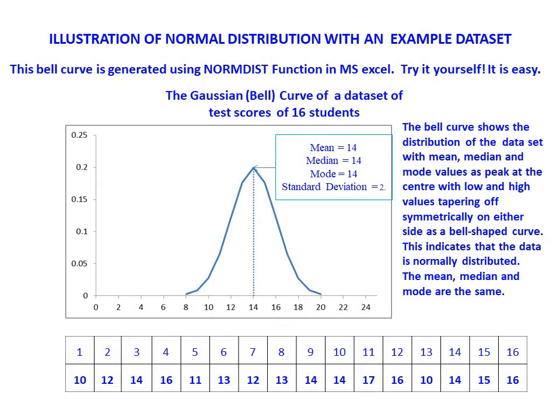A bell curve generated using the test scores of 16 students is presented here. The bell curve shows the distribution of the data set with mean, median and mode values as peak at the center with low and high values tapering off symmetrically on either side as a bell-shaped curve. This indicates that the data is normally distributed. The mean, median and mode are the same.